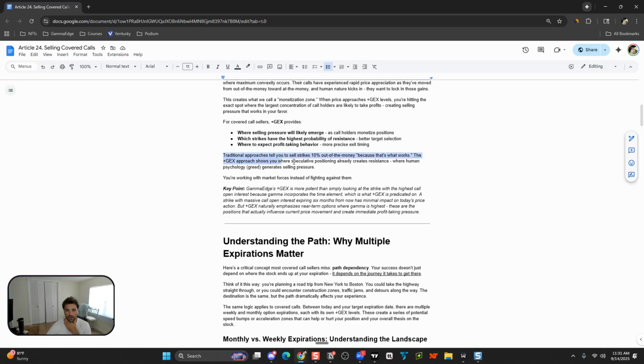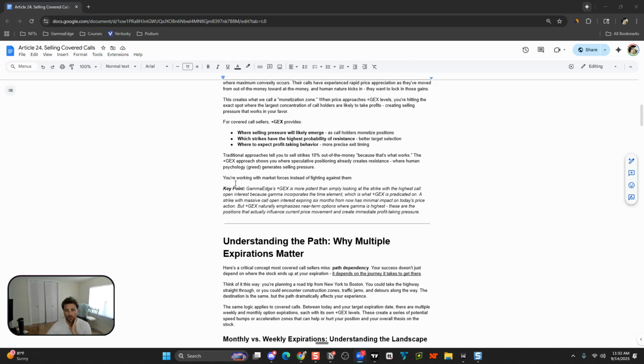Right, and this pretty much says the same. The traditional approach may tell you to just sell 10% out of the money because that's what works. However, the plus GEX approach tells you where speculative positioning could already create that resistance. And now we're leveraging and working with market forces rather than against them.